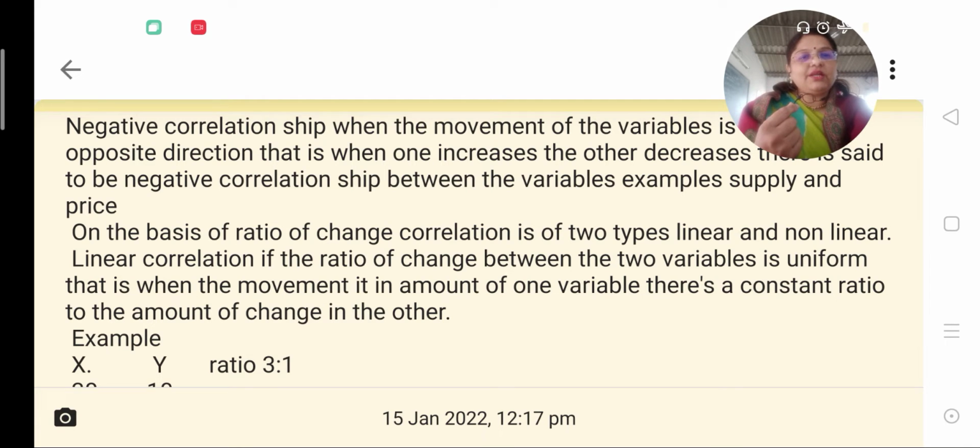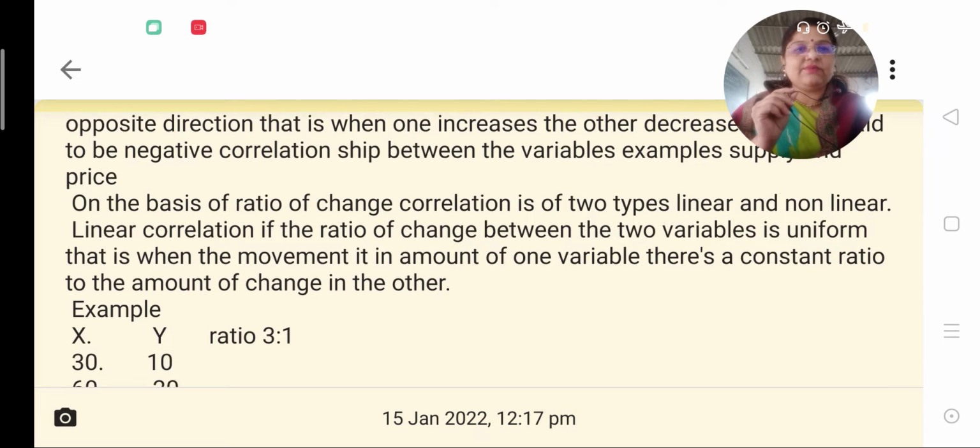On the basis of the ratio of change, correlation is of two types, linear and non-linear. When we talk of linear correlation, we are talking of the ratio of change between the two variables. If a constant ratio is maintained, whatever is the amount by which one variable increases, if the other variable increases by the same amount, that is, there is a constant ratio that is maintained even when they move, the variables are said to be in a linear correlation. You will understand this with the table.